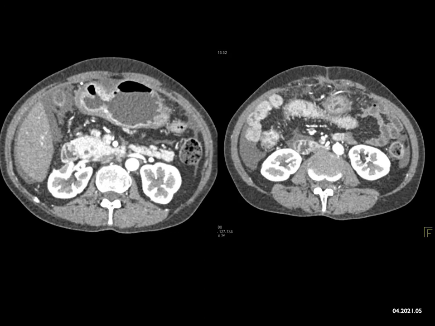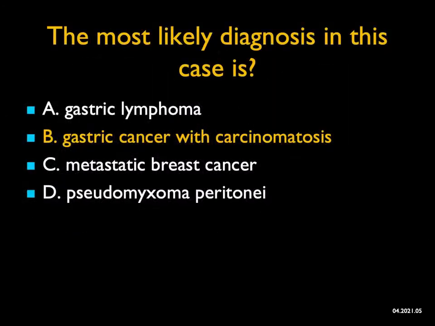Breast cancer is a thought. If the patient did have breast cancer, metastatic breast cancer can present with an infiltrating tumor in the stomach and can have carcinomatosis. So I guess that's theoretically possible. Pseudomyxoma peritonei, where you see multiple lesions, can implant on the stomach, can implant on the liver, spleen, you have scalloping. This is not really the appearance of pseudomyxoma peritonei. So to me, the question is B versus C. And since I don't know that the patient has breast cancer, and breast cancer usually gives more of a linitis plastica appearance, I'm going to go with a gastric cancer with carcinomatosis. And that indeed is the correct answer.